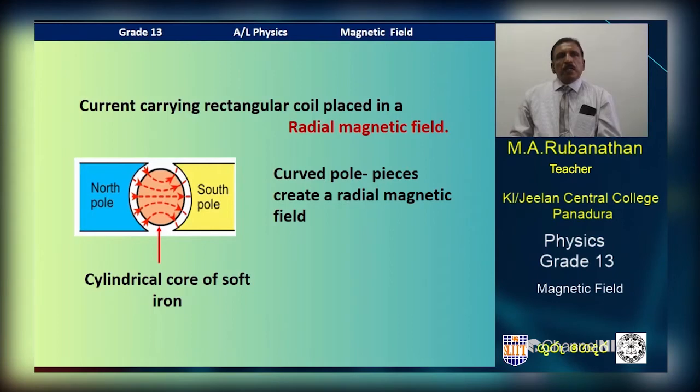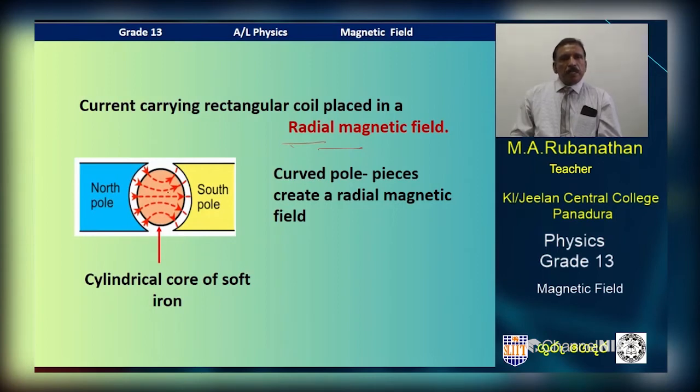Now, a current carrying rectangular coil placed in a radial magnetic field. Here we heard a new name, radial magnetic field. So what is a radial magnetic field? We are going to see what it is. Curved pole pieces create a radial magnetic field.